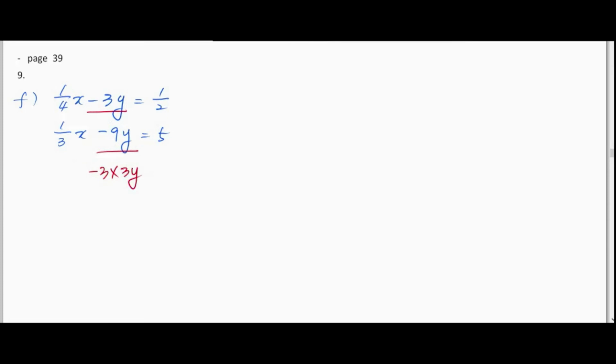Then let's just organize this out. 1/4 x minus 1/2 equals 3y. And then this is 1/4 x minus half. So let's multiply by 3 like that. And 1/3 x minus 3 over 4x plus 3 over 2, that equals 5.